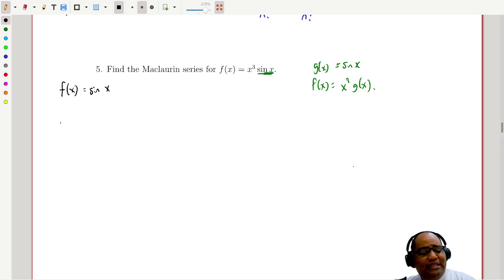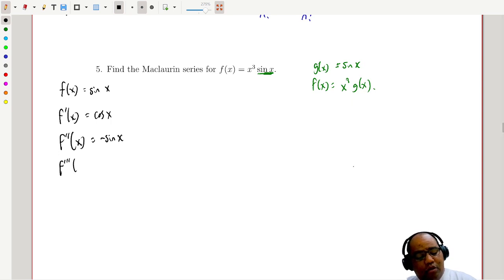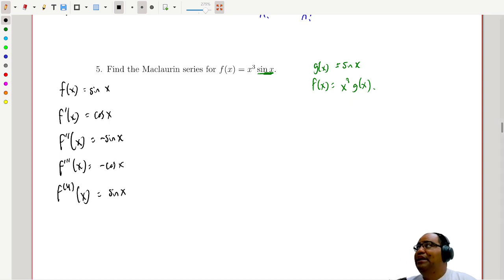So f of x is sine x. The derivative is the cosine. I'm only going to write down the first 4 derivatives. 1, 2, 3. So we have minus cosine. And then the fourth derivative is just sine of x. Now, let's think about this. We want to evaluate this at 0. Well, sine of 0 is 0, and the cosine of 0 is 1.